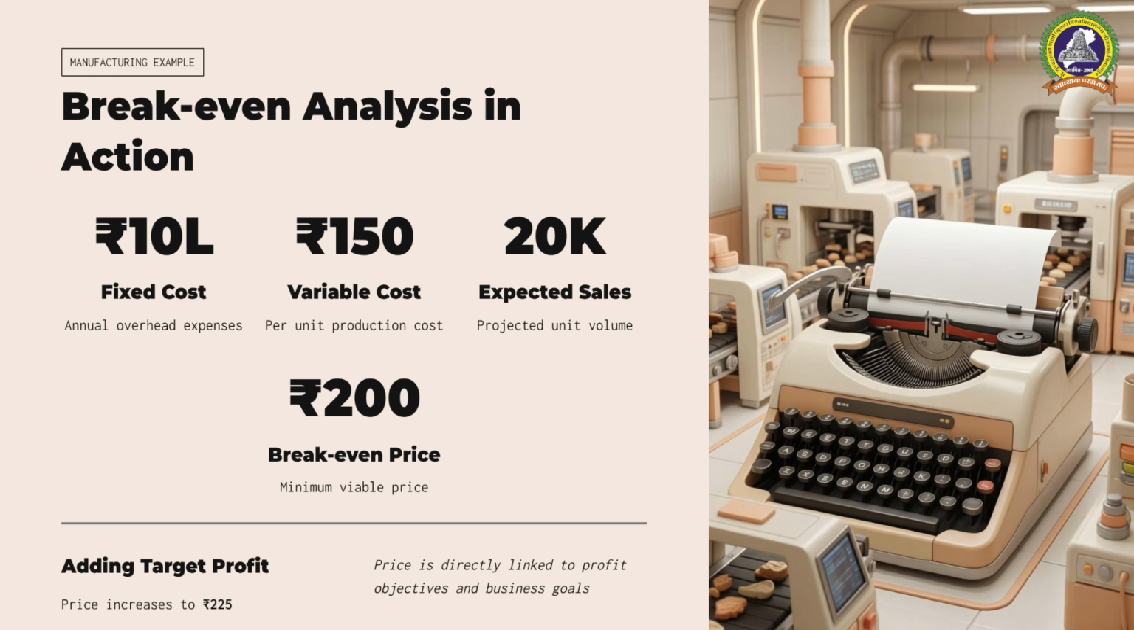Now, suppose the shareholders demand a profit of 5 lakh rupees. We treat this desired profit almost like an additional fixed cost. We add the 5 lakh profit to the 10 lakh fixed cost, totaling 15 lakh. Dividing this by 20,000 units gives us a fixed contribution of 75 rupees. Adding the variable cost of 150 rupees, our new target price becomes 225 rupees. This simple calculation allows managers to work backward from a profit target to set a correct price.